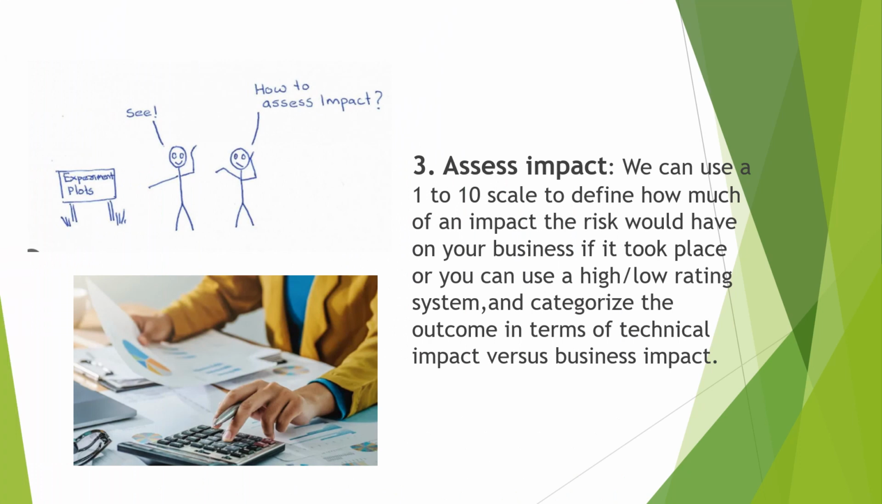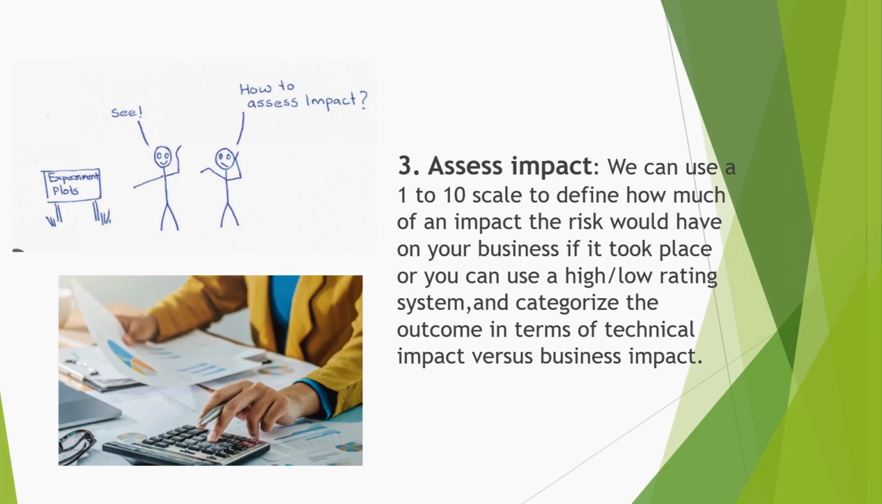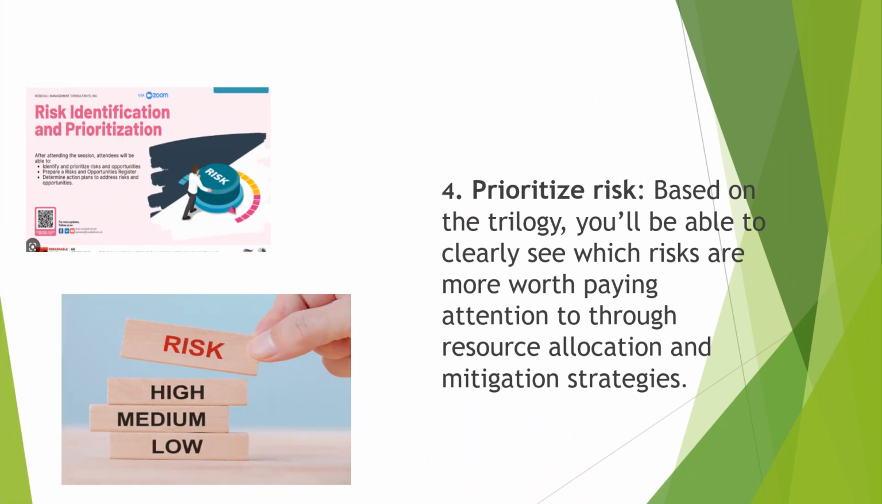Third, assess impact. We can use a 1 to 10 scale to define how much of an impact the risk would have on your business if it took place, or you can use a high-low rating system and categorize the outcome in terms of technical impact versus business impact. And fourth, prioritize risk. Based on the analysis, you'll be able to clearly see which risks are more worth paying attention to through resource allocation and mitigation strategies.